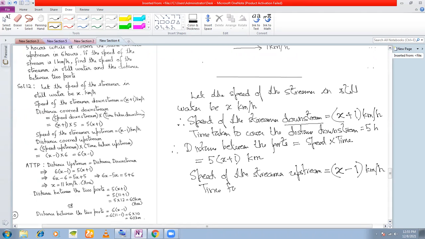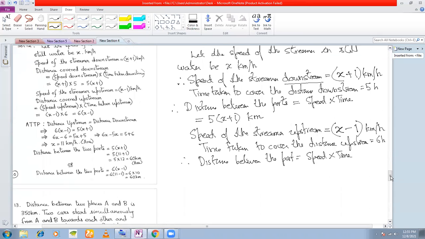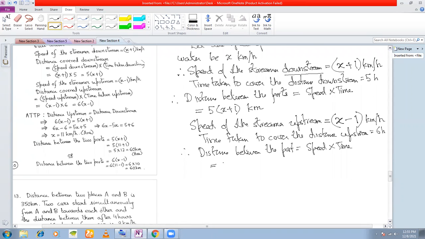And what is the time taken given here? To cover the distance, 6 hours upstream is equal to 6 hours. So what is the distance between the ports? Again, speed into time. Speed is x minus 1, time is 6. So 6 into x minus 1, this much kilometers.